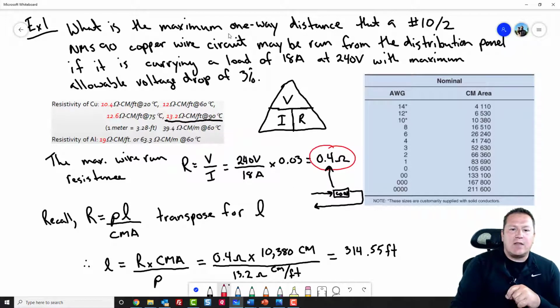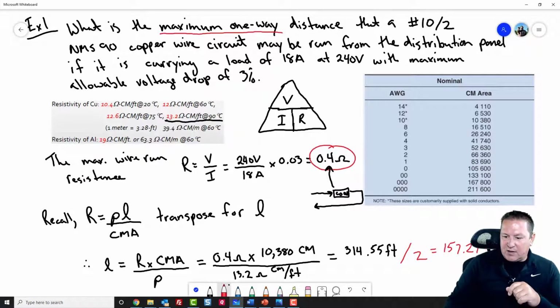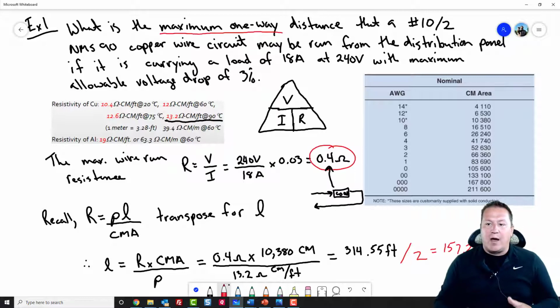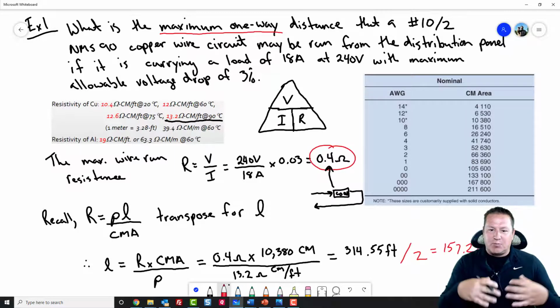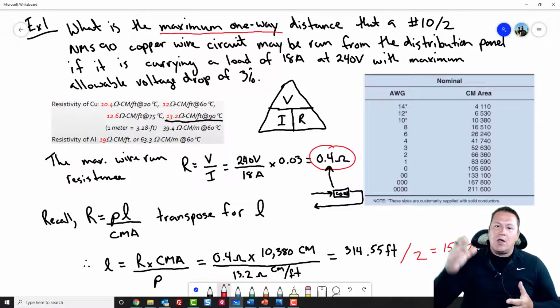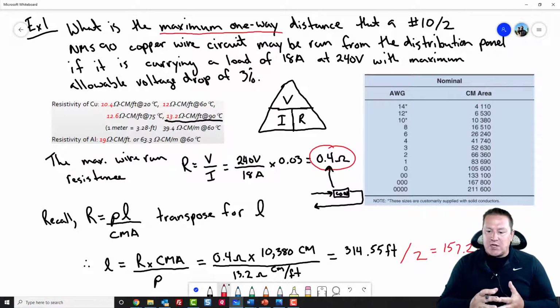Where did it say that? The maximum one-way distance. So what do we need to do here? We want the maximum one-way distance. Well, we're just going to take that and divide it by 2, and that's going to equal 157, if I punched it in my calculator correctly, 0.27 feet. Okay? And so we know that under this condition at 90 degrees C, something that's drawing 18 amps at 240 volts, we're running a number 10 copper conductor.